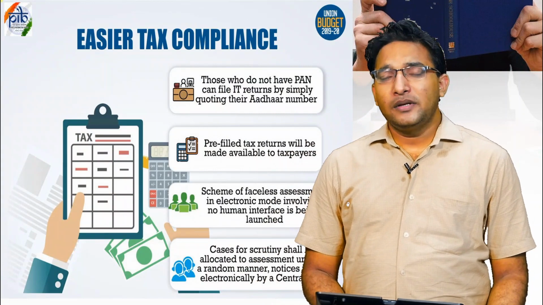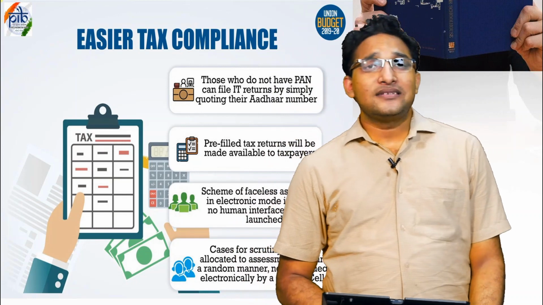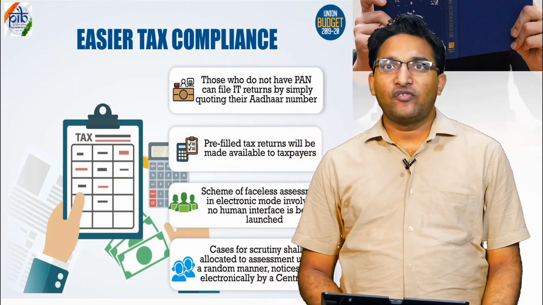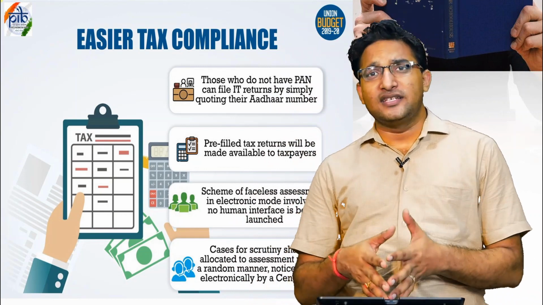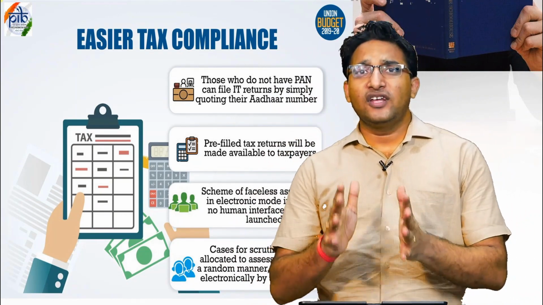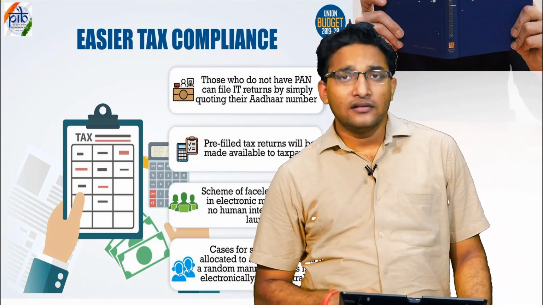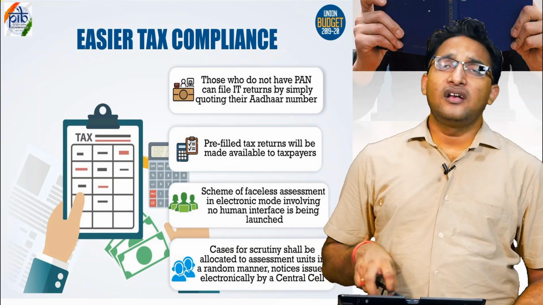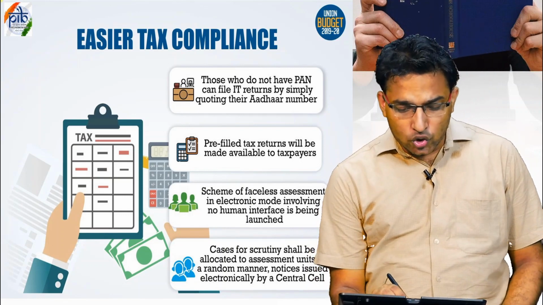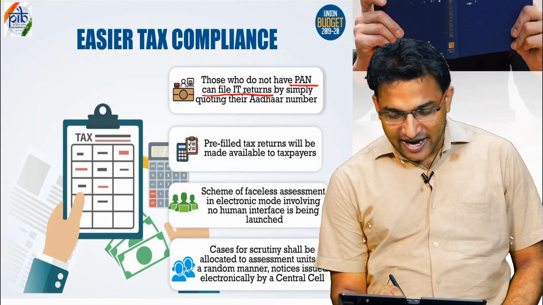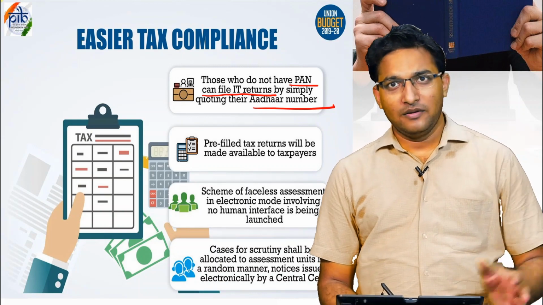Now, the government is coming up with various direct tax reforms so that the tax base is increased and the people do not face any kind of hassle in paying the taxes. Because see, people are ready to pay the taxes, but the problem is that they are fearful of the harassment by the tax officer, and they are also fearful about the difficulty in procedures. So now the government has taken various initiatives. For example, those who do not have the PAN can file the IT return by simply quoting their Aadhaar number. So it becomes easy.